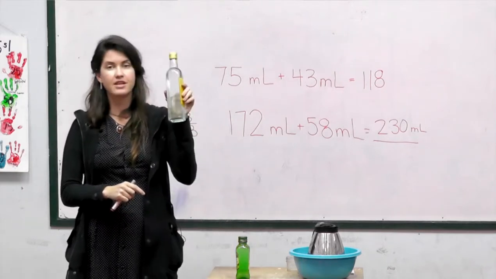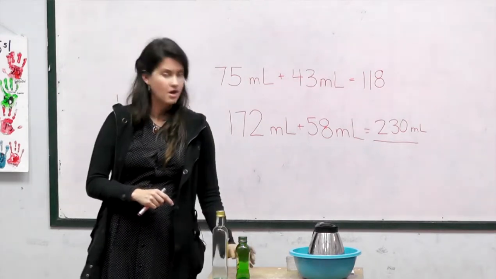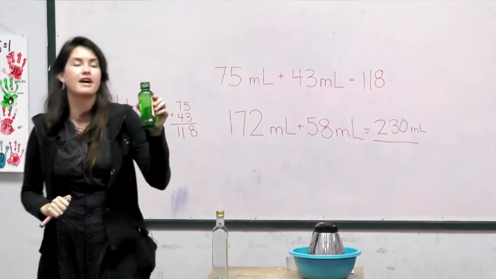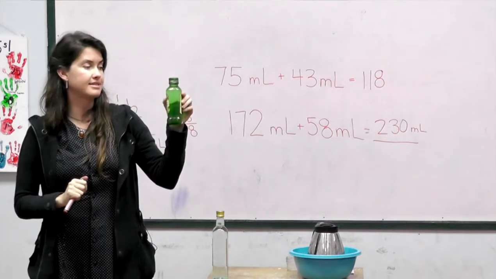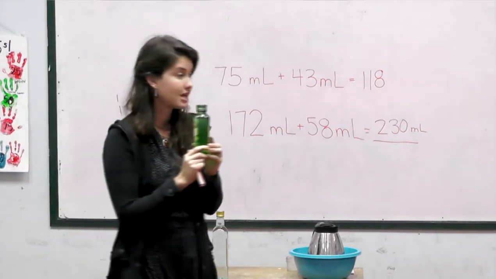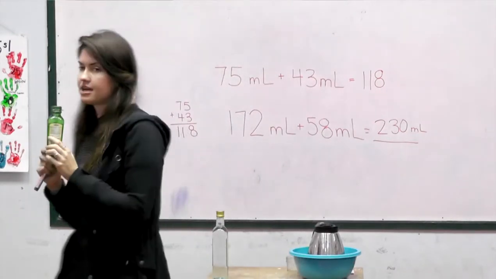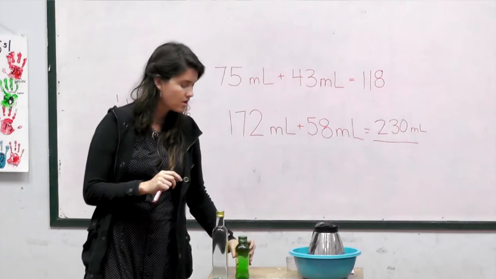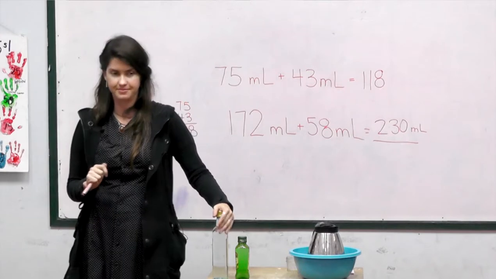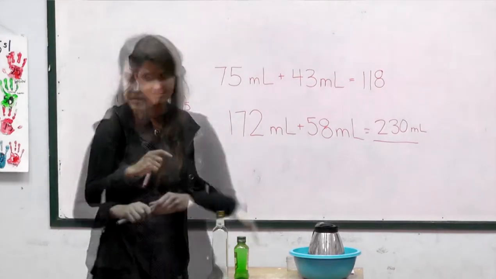We have, hold on, friends. Listen. We have 371 milliliters in this bottle. And we want to know what is the total volume of these two bottles all together. What's our total volume of these two bottles all together?